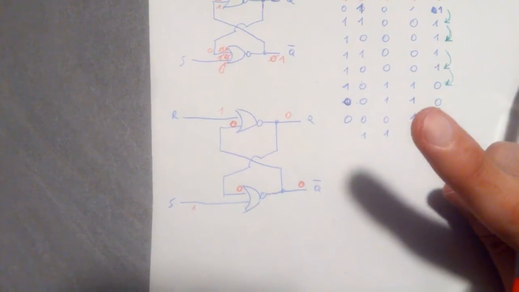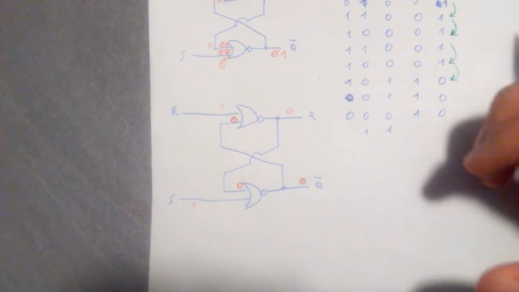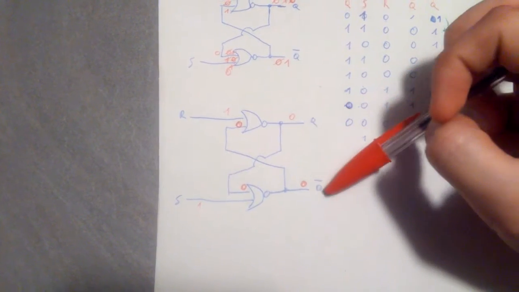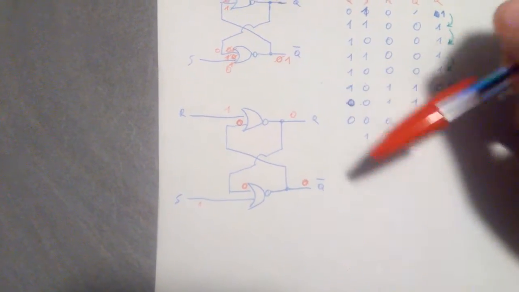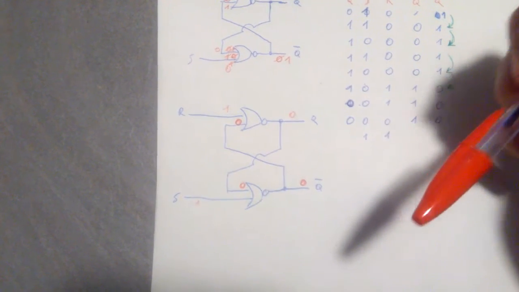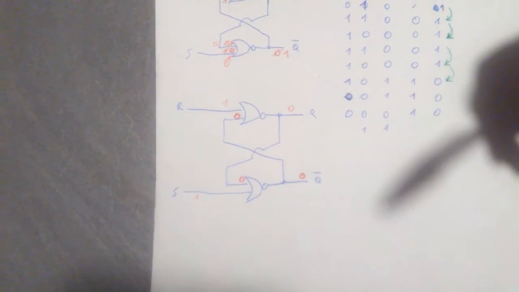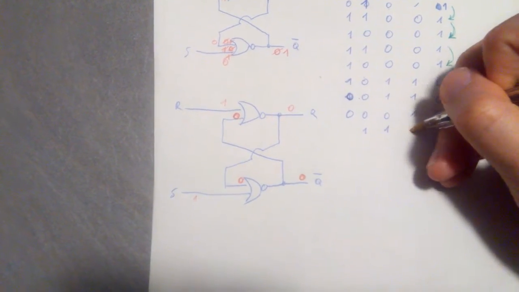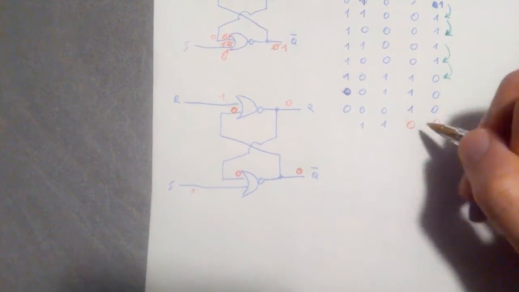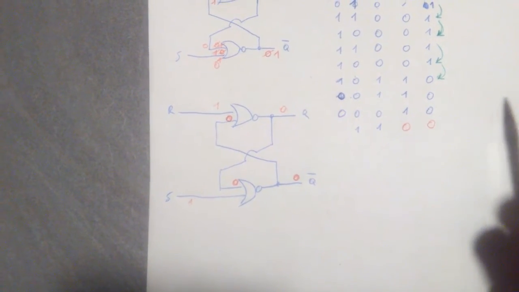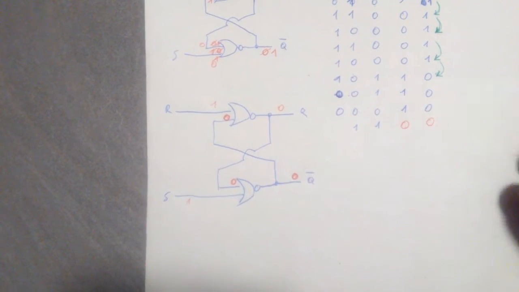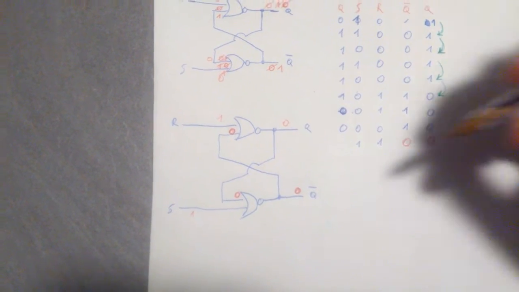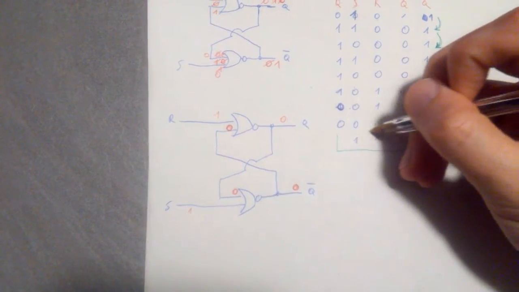But the problem is that it's not valid, because you can basically see that Q and Q naught are not the opposite, they're both 0, and this just doesn't make sense. It's just an invalid state. It doesn't make sense because we would have Q complement 0 and Q 0, but we said that they were going to be the opposite, the output and the not output. So yeah, this one is just going to be an invalid state.